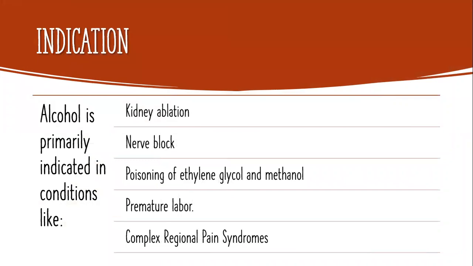Primarily, alcohol is indicated in conditions like kidney ablation, which is a type of therapy to kill kidney cells in cancer therapy, nerve block, which is any deliberate interruption of signal along a nerve, often for the purpose of pain relief. Also used for methanol poisoning, ethylene glycol poisoning, premature labor, and lastly, complex regional pain syndrome. Basically, it is a broad term describing excess and prolonged pain and inflammation that follows an injury to an arm or leg.